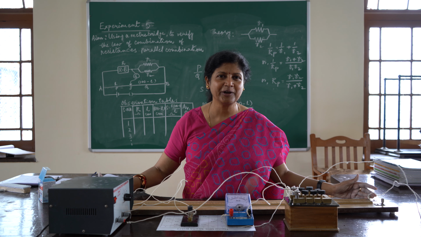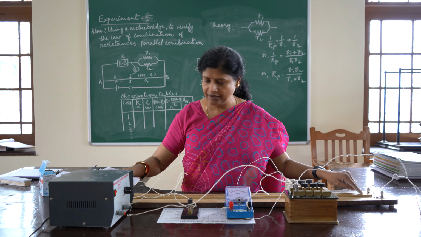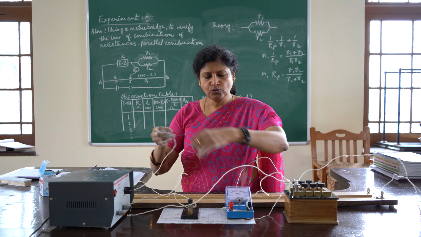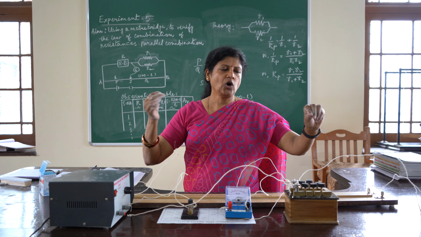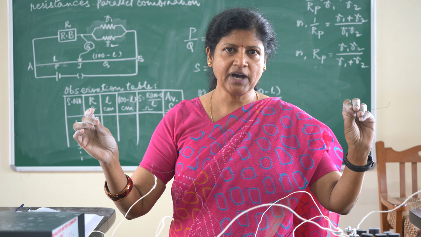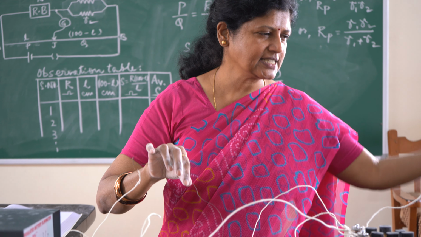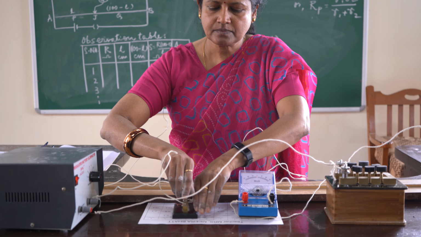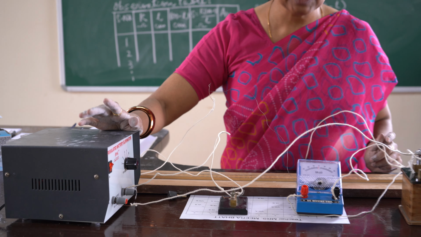A 100 centimeter long wire is mounted on the wooden board. Here we are having a meter scale, a resistance box, and 2 wires. Here you see 2 wires of known resistances. First wire of known resistance, second wire of known resistance. Now the plug key, and the eliminator which is connected with the power supply.